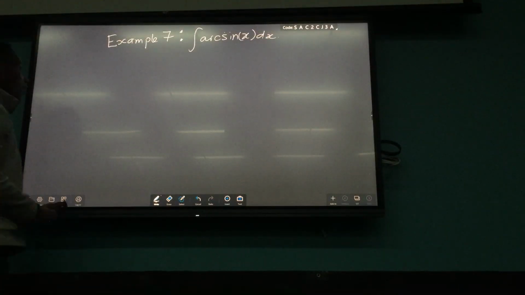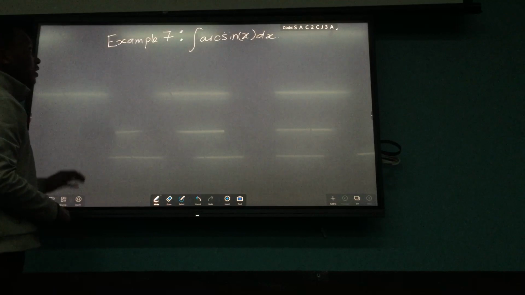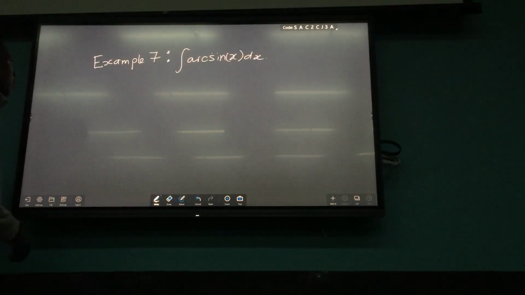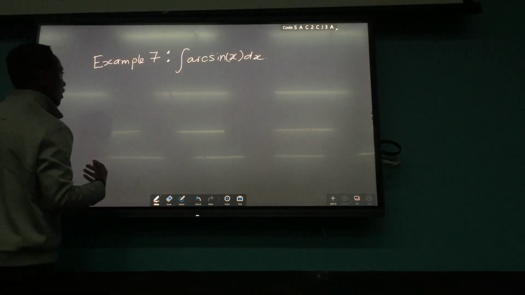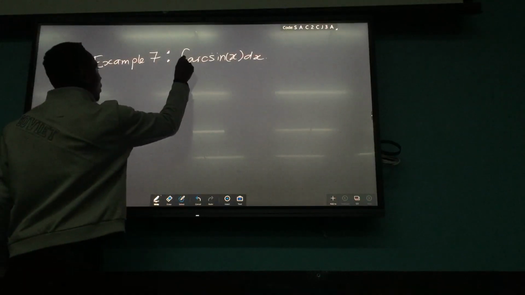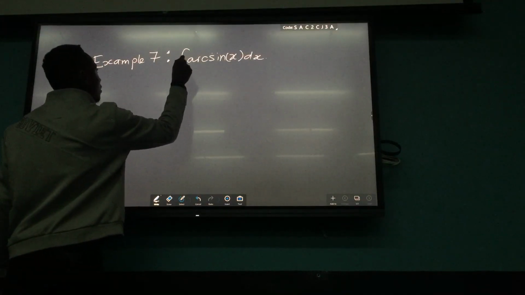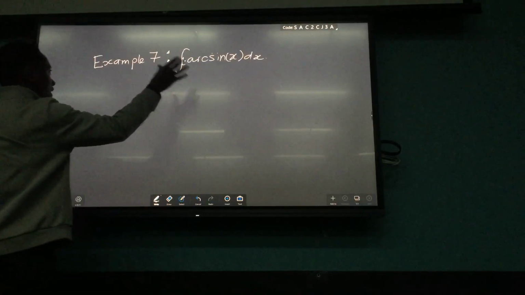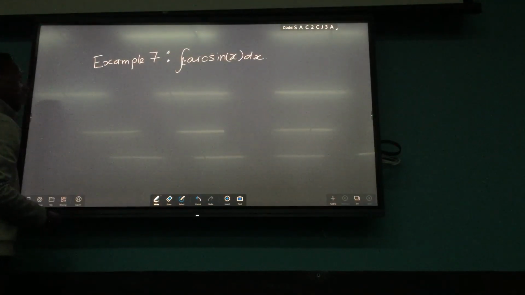Hi guys, I want us to look at the integral of arcsin of x with respect to x. For this one, the same procedure as that of arctan applies. We're going to put a 1 there. So this is still the same thing. It's still 1 times arcsin of x dx, which is just arcsin of x dx.